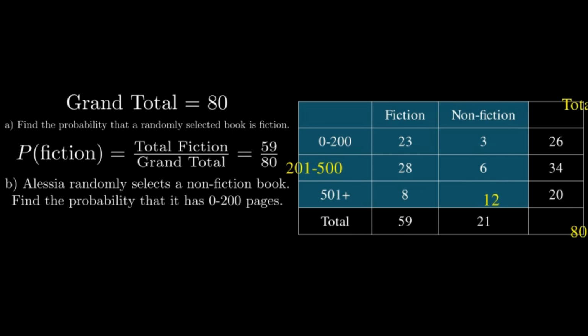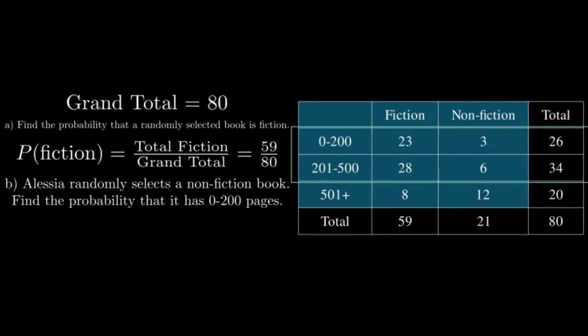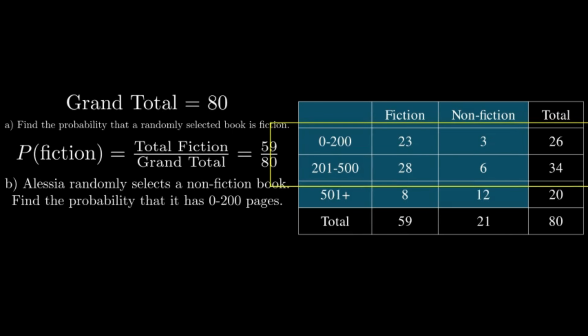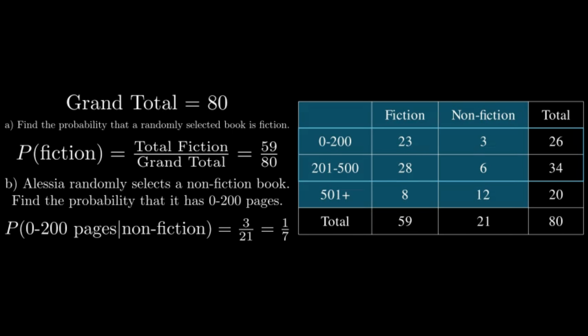From our table, we see there are a total of 21 non-fiction books. This is our new denominator. Now, within this group of 21 non-fiction books, how many have 0 to 200 pages? Looking at the table, we find the cell where the 0 to 200 pages row and the non-fiction column intersect. The value is 3. So the probability is 3 out of 21, which simplifies to 1/7. By using the table and understanding how the condition restricts our sample space, we can solve these types of problems effectively. We've now seen how to use tables of outcomes for both simple and conditional probability and the importance of calculating totals first. Let's talk about combined events.